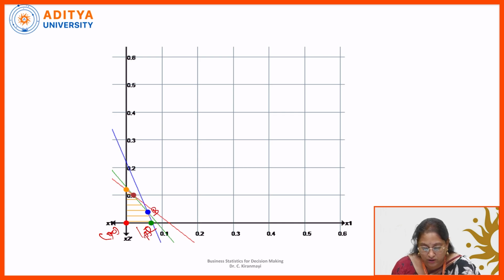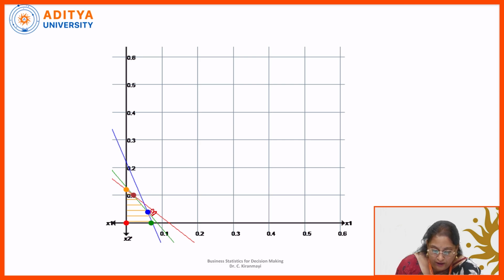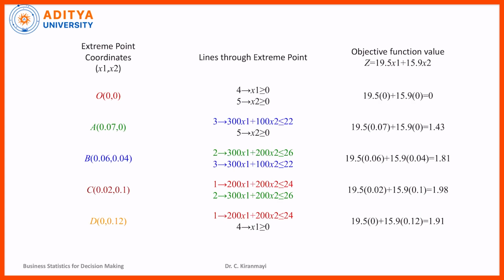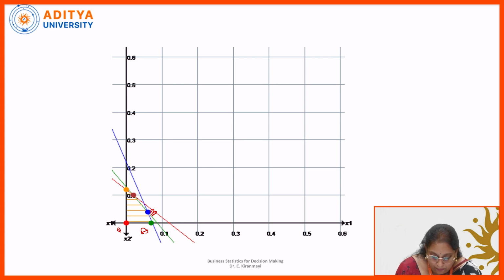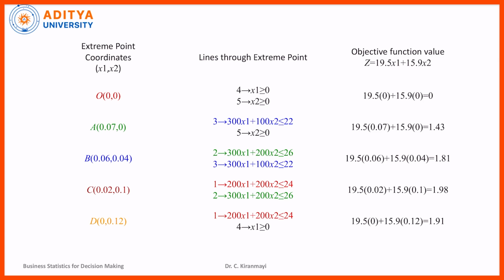So, how can you find out this B point? B is the point of intersection of this violet line and green line. So, solve those two equations, the violet line, that is the second and third line, and you will obtain the coordinates of the point B. After finding out the coordinates of all the points A, B, C, D, prepare the table and substitute these points in the objective function.